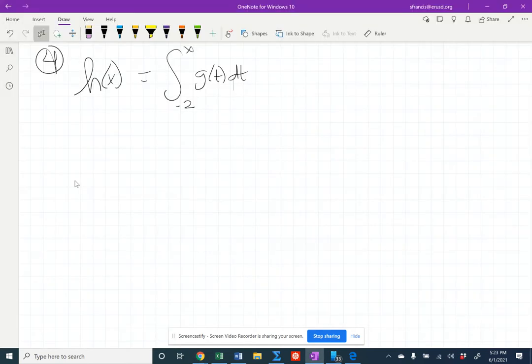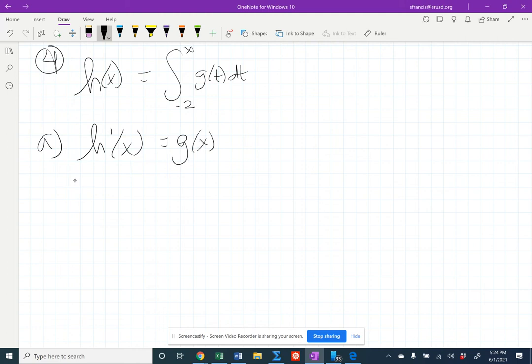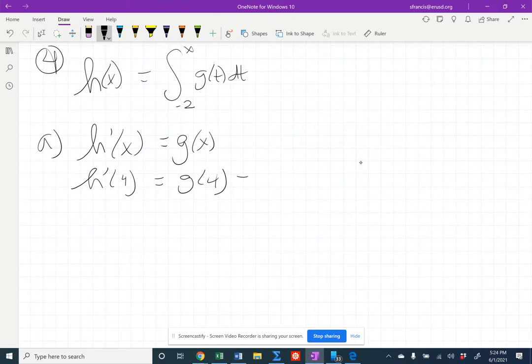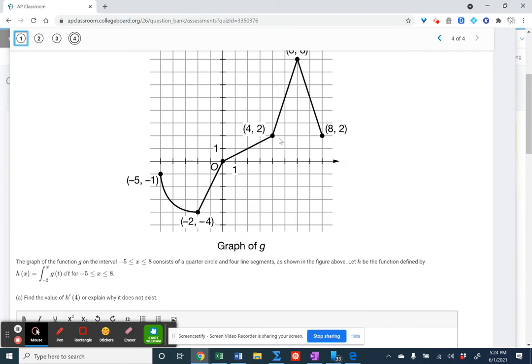All right, so h prime of x, let's start there, is just g of x by the fundamental theorem. This is why they love to do this definition here. So does g of 4 exist? Let's go take a look. g of 4 is equal to 2. It does. It's just a point on the graph. They try to put this in a location where there's a sharp turn because they're thinking, oh, sharp turn, it doesn't exist. Well, the derivative of g does not exist at 4, so g prime of 4 does not exist, but h prime of 4 does. It's just that point. So don't confuse the levels.